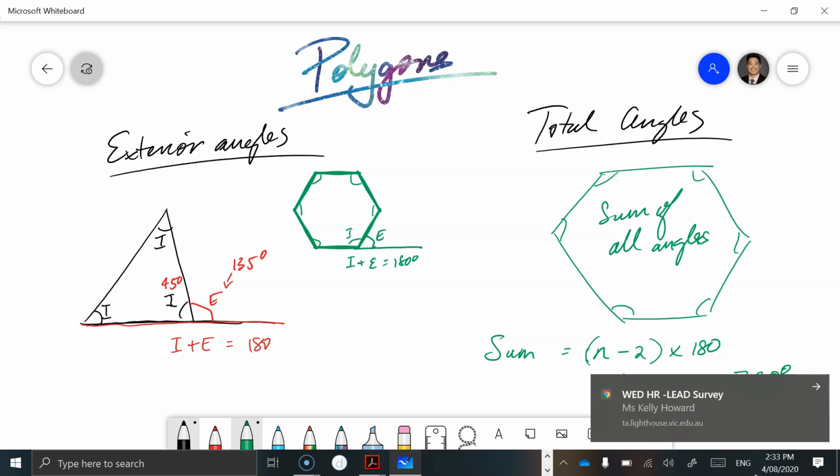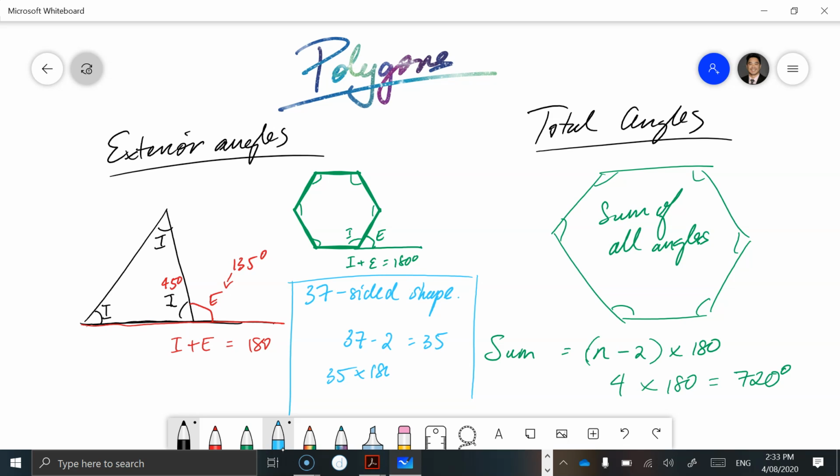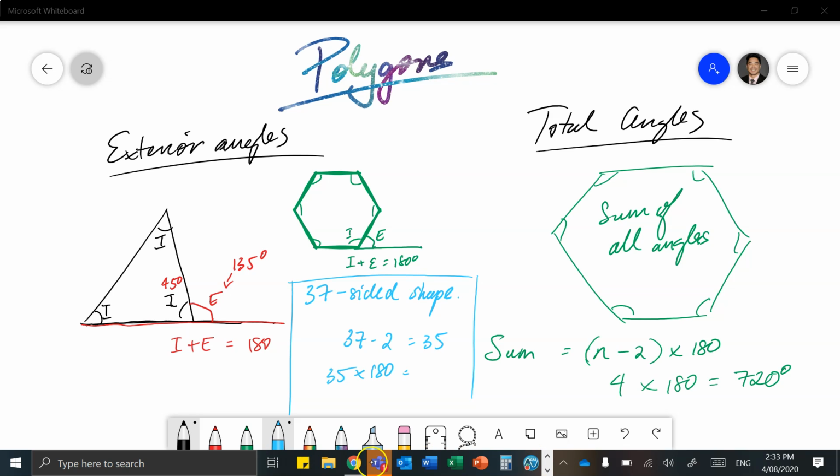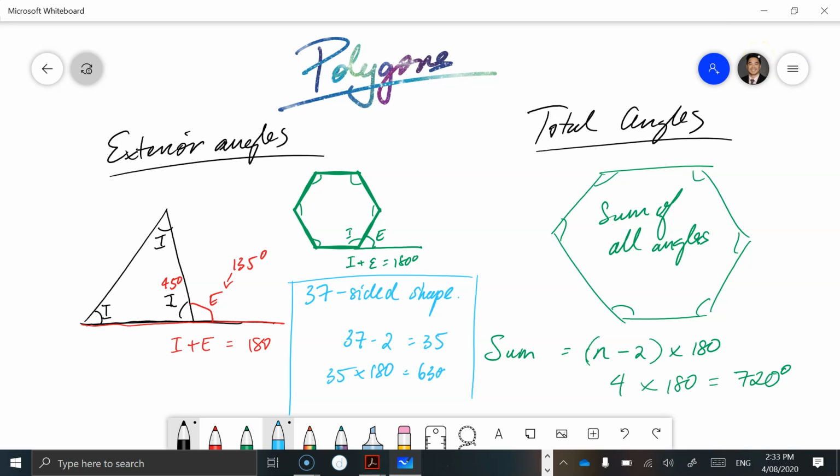So that's kind of like the shortcut in getting to the total sum of angles within any polygon. It could be a 20-sided shape, it could be a 37-sided shape. So if we had a 37-sided shape, it's going to be simply 37 minus 2, which is 35. And then 35 times 180 is going to give you that total. So 35 times 180 is 6,300 degrees. Hopefully that helps you apply it into your other things.